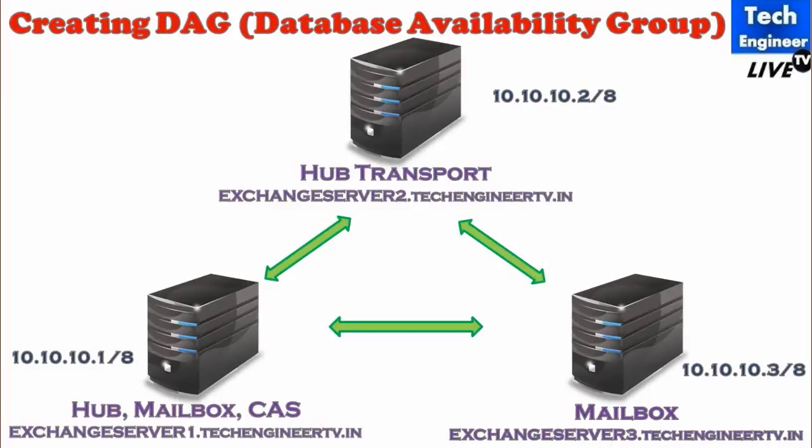Now we're going to move to the hub transport server to do the DAG process, because we require a server which is not a mailbox server. The hub transport server will not be part of the DAG but will act as a witness server. So let's move to our Exchange server, which in this case is the hub transport, Exchange server 2.techengineertv.in.